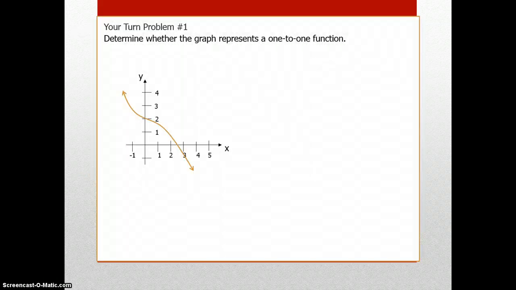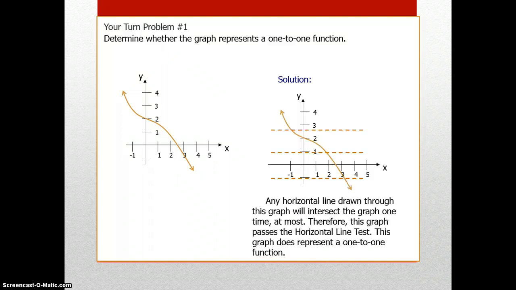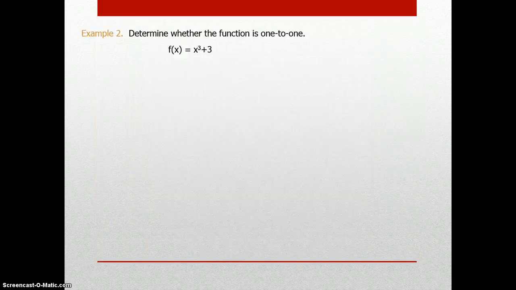Now it's your turn. Problem 1, meaning this is the first one you try on your own. Tell me, what do you think? Is this graph a one-to-one function? How do you know? You should tell me that yes, this is a one-to-one function. If I was to sketch a horizontal line anywhere on this graph, it hits only 1 point, making it pass the horizontal line test. So that means it's one-to-one.